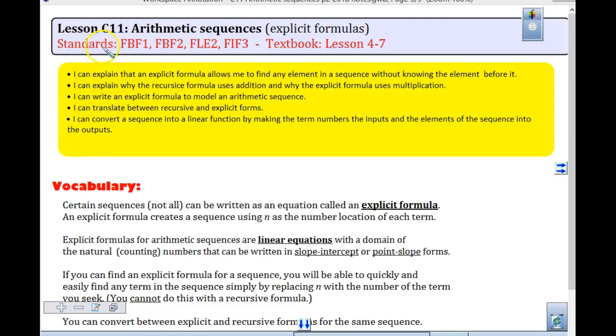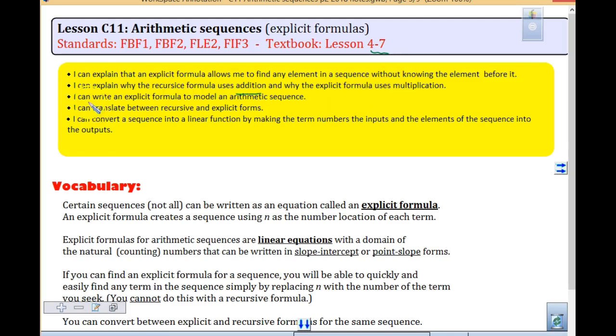In our last lesson of Unit C, arithmetic sequences, we're going to be talking about explicit formulas. Again, this is still from 4-7 in your textbook if you were looking at that. So we've been working with our explicit formulas. We've been looking at the elements of those and being able to know what those are before we do it. We want to be able to explain recursive formulas use addition, and why explicit formulas use multiplication.